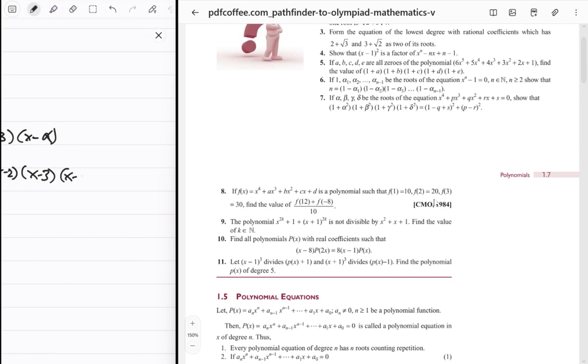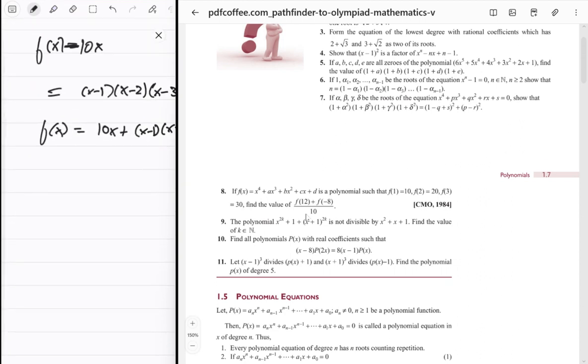Okay, what else is given to us? Find the value of f of 12 plus f of negative 8, that's all the information you gave us. There's just 3 pieces of information, nothing else. And then you want to figure out what is f of 12 plus f of negative 8, upon 10. How does that even make sense? Okay, don't question, just do it.